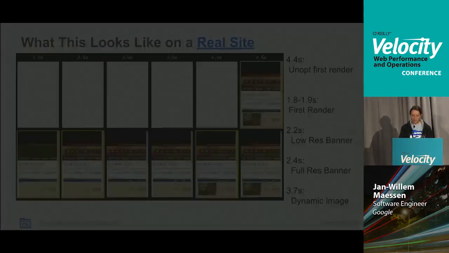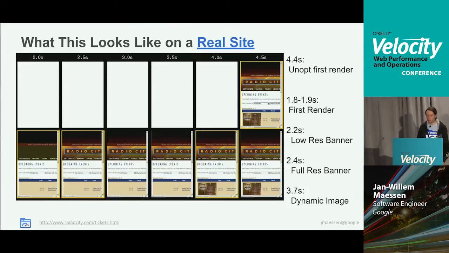And the result of that is we get this 1.8 or 1.9 second first render of the page versus the 4.4 second first render in the unoptimized case. And then we're able to pull in a low-res version of the page and basically get what looks like a completely rendered page, but with a slightly blurry image at 2.2 seconds. And by 3.7 seconds, we've run enough JavaScript code that we're able to render this dynamic image. So even though we had to run some JavaScript code to get all the images on the page, we're already ahead of the first render that we had on our initial page.